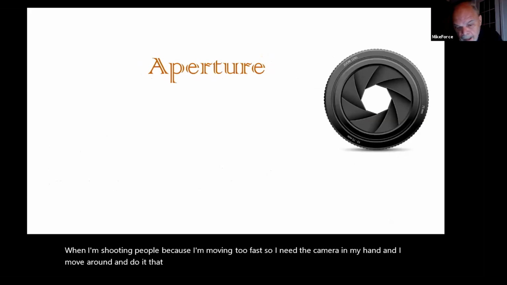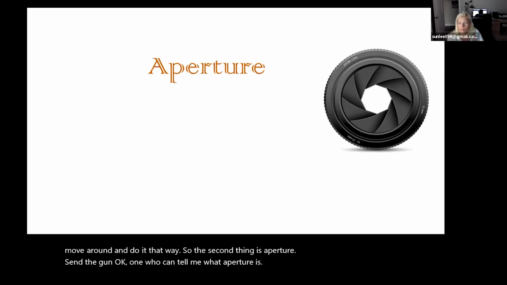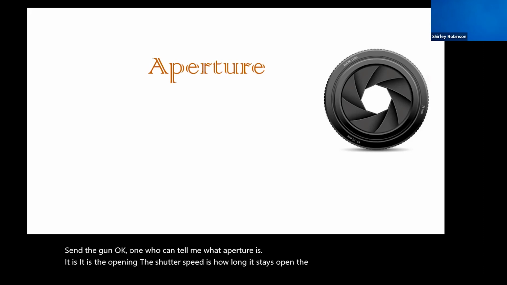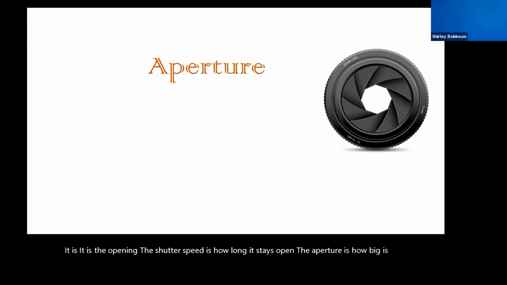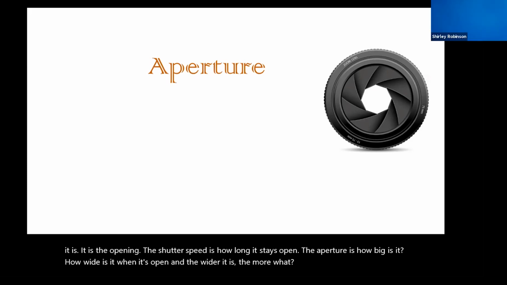So the second thing is aperture. Okay, who can tell me what aperture is? It's the opening of the diaphragm. It is the opening. The shutter speed is how long it stays open. The aperture is how big it is. How wide is it when it's open? And the wider it is, the more what? The more light comes in.